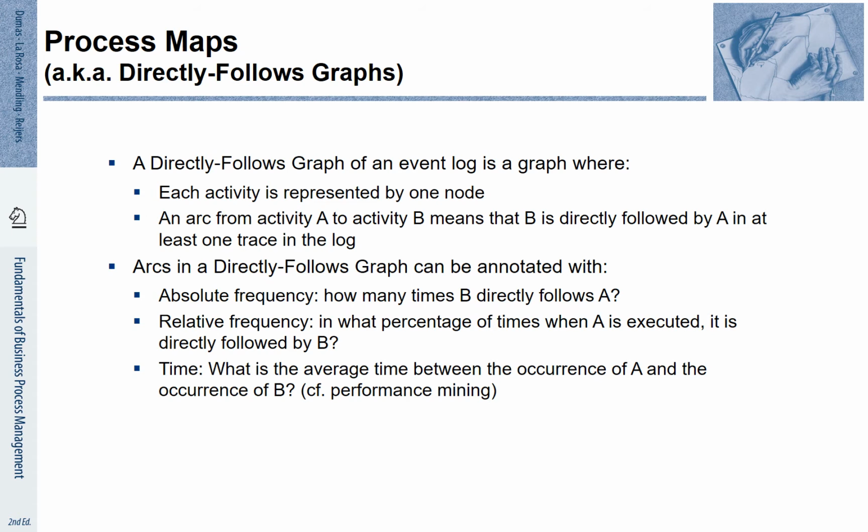The process map or directly follows graph of an event log is a graph where each activity is represented by one node. And arcs are drawn from activity A to activity B if we have observed in the event log that B was directly following A in at least one of the traces.